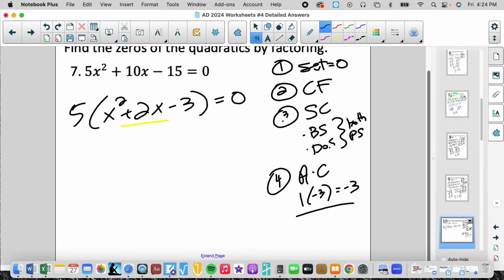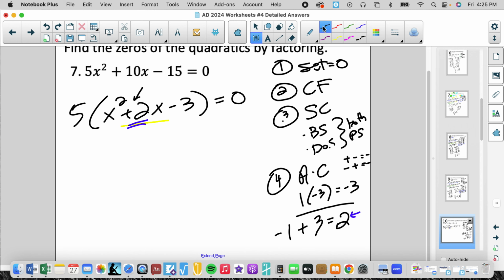What's the only way you can get a negative? When you multiply a negative and a positive. So when I do my factors of 3, the signs are going to be different. My indicator tells me that the bigger number gets the sign of the middle term, positive. So the smaller gets the negative, because negative 1 times 3 gives me negative 3, and negative 1 plus 3 is 2. Does that equal my middle? Yes, it does.